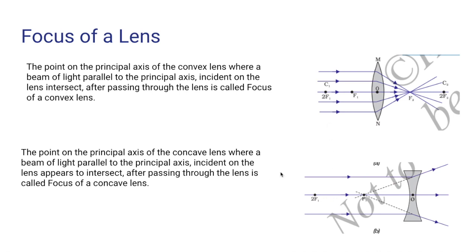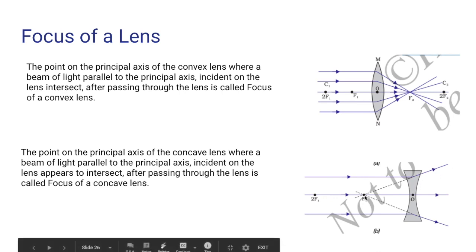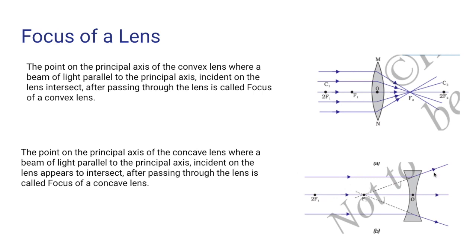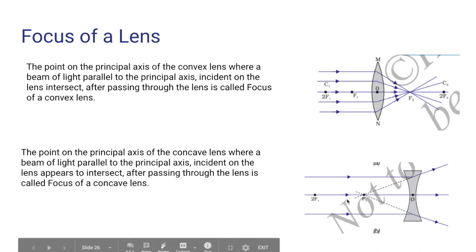Similarly, the focus of a concave lens will be the point at which the rays parallel to the principal axis appear to intersect after passing through the lens. It is called the focus of the concave lens. This also will have two focuses. Here it is not mentioned, but it will be there.